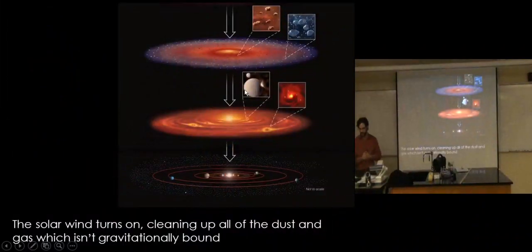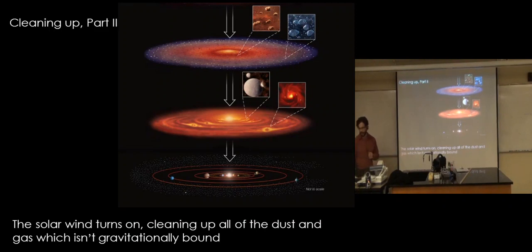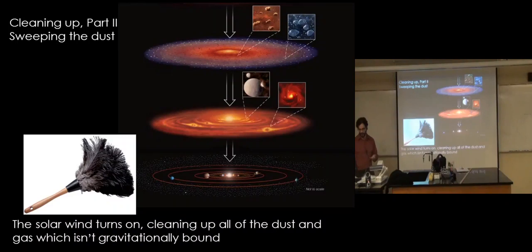Okay. So finally, the solar wind turns on, and the proto-sun was actually putting out a lot of radiation too, and clears up all the debris. You can imagine this is like feather dusting away all the rest of the crap in it, and voila, we have a solar system. Right?